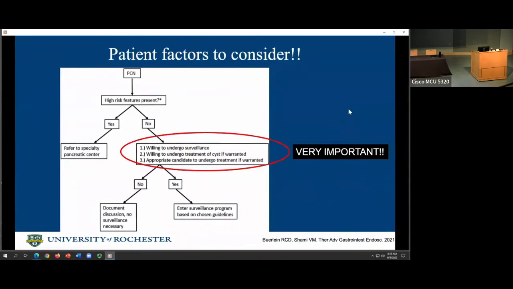And if the cyst does not have any high risk features and the patient needs surveillance, the main thing to know is if the patient is willing to undergo surveillance, if the patient is a good surgical candidate, and if the cyst on surveillance does develop any high risk features, is the patient willing to undergo treatment? And if the answer to these questions is no, then you document the discussion, and these patients are not your ideal candidates for surveillance. And if the patient is willing to undergo the surveillance and follow through with the recommendations, these are the patients that benefit with a surveillance program based on the various guidelines.